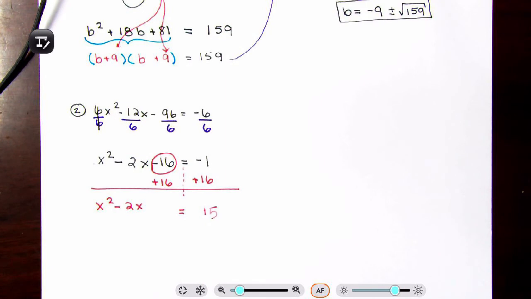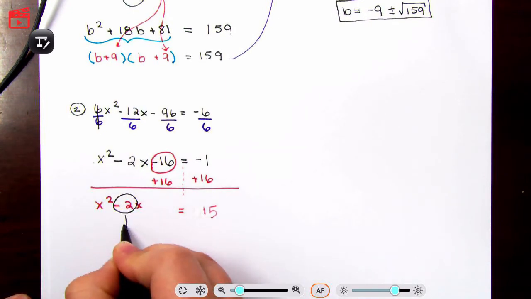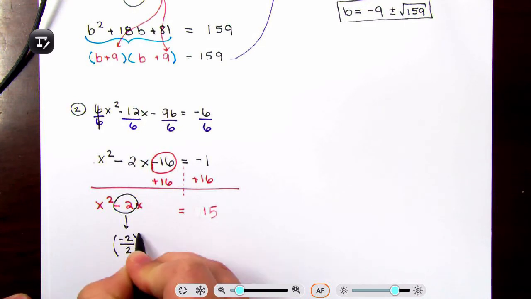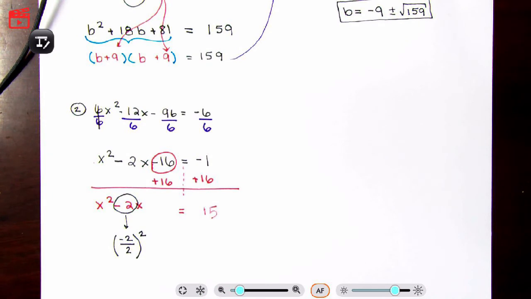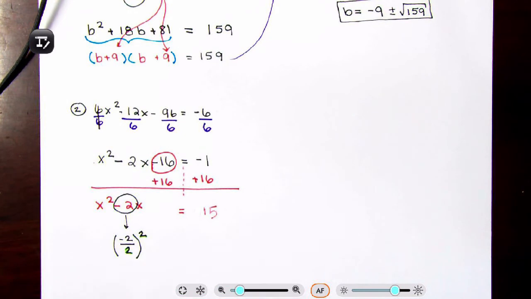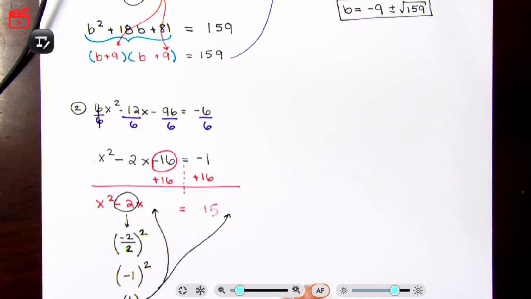You're now going to take that middle term, you're going to take that number, divide by 2, and square it. It's always divided by 2. It doesn't matter what this number on top is. It's always divided by 2 and squared. So negative 2 divided by 2 is a negative 1. Negative 1 squared is a positive 1. So you're taking that positive 1 and you're going to add it to both sides.